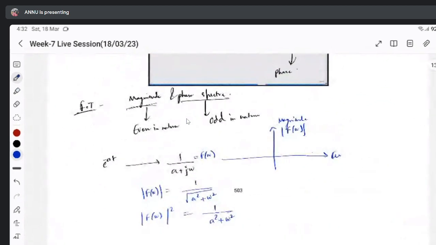So you will have this type of spectra, F of omega versus omega. What type of spectra will you have? Just let me know. It is 1 by a at omega equal to 0, and it will tend to 0 at infinite frequencies. So it will look like this one, right? So this one is even in nature because here it is a mirror with respect to the y-axis, right?